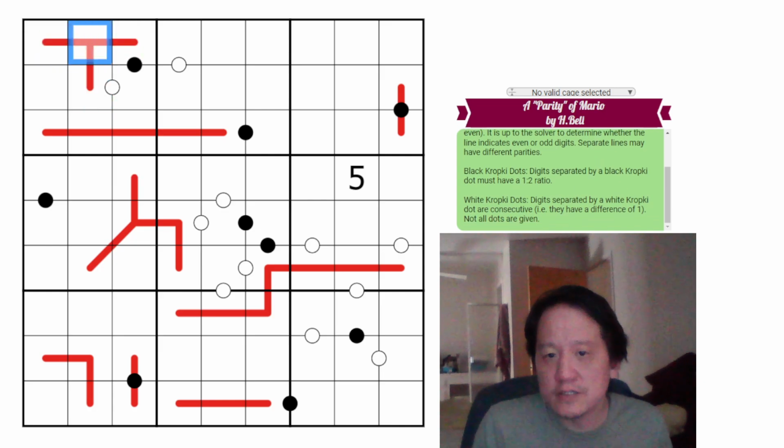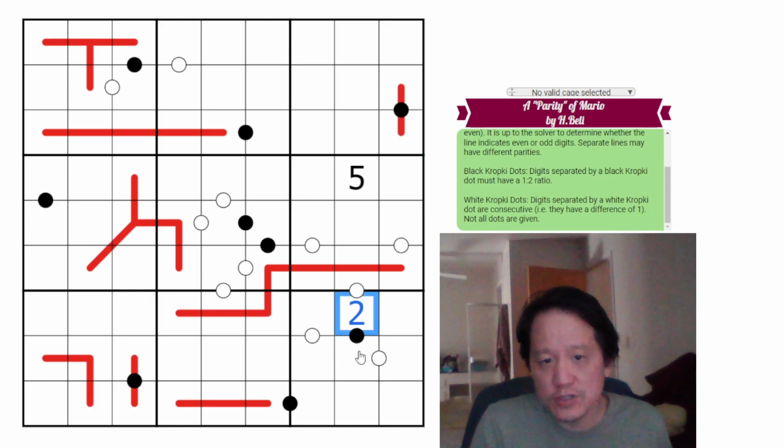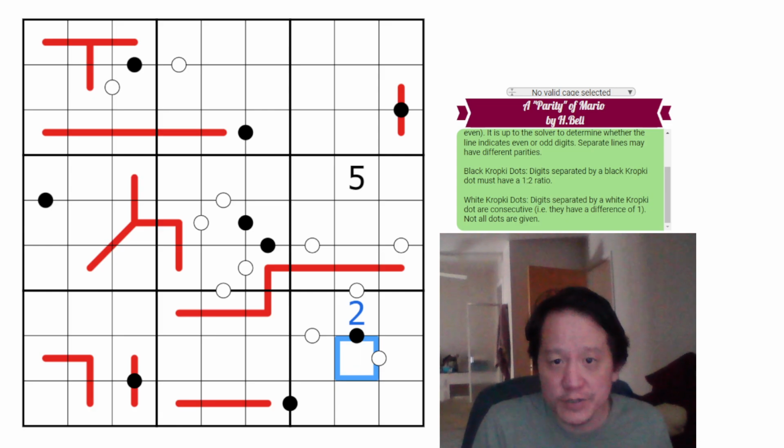Black Kropke dots. Digits separated by a black Kropke dot must have a 1 to 2 ratio. So for this, let's say this one. If this was a 2, this would have to be a 1 or a 4 because it has to be a 2 to 1 ratio.